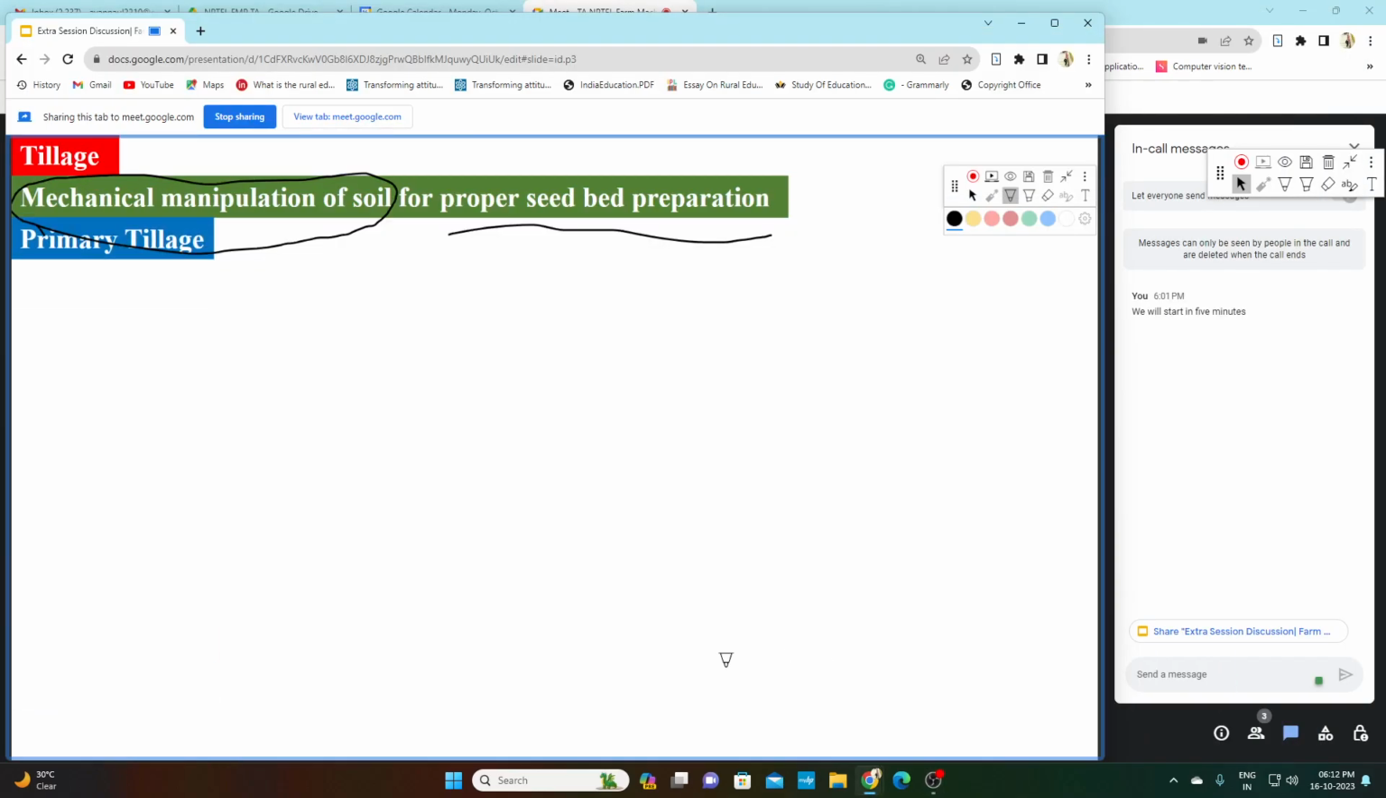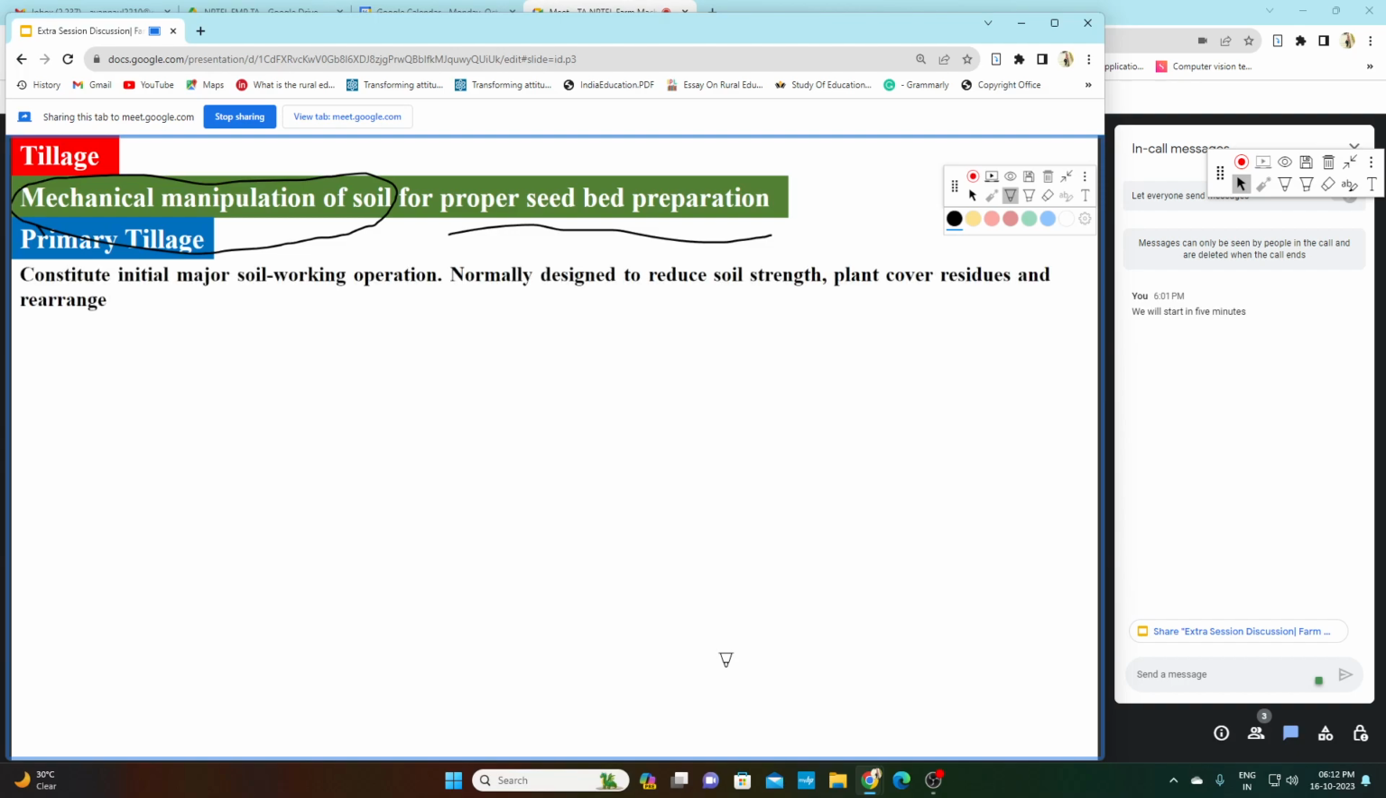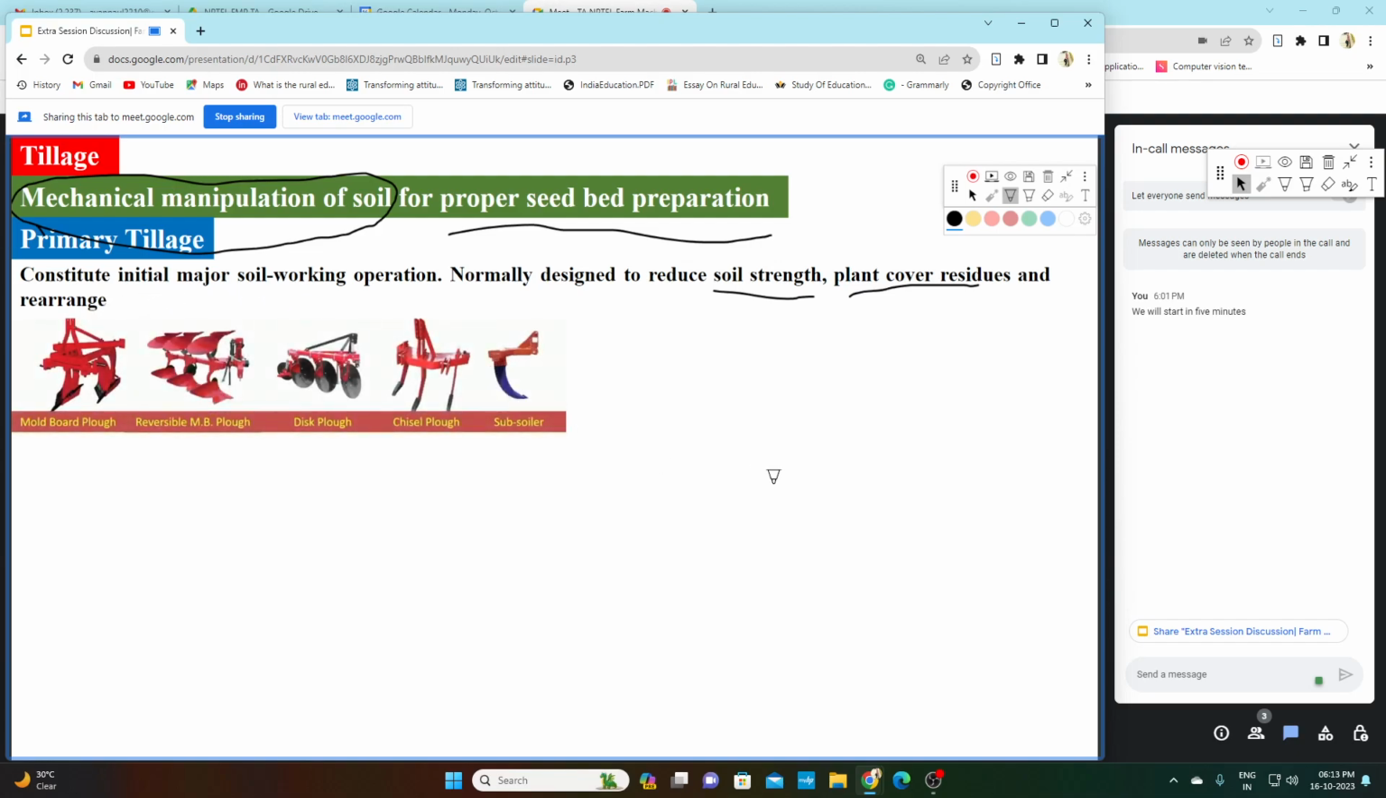Now, what is primary tillage? Tillage is basically divided into two parts. One is primary tillage, the second is secondary tillage. Primary tillage constitutes the initial major soil working operation. The initial major soil working operation that we do is known as primary tillage. It is normally designed to reduce soil strength, which I have already told you. Then we have to deal with the plant cover residue and rearrange the aggregates. That is primary tillage.